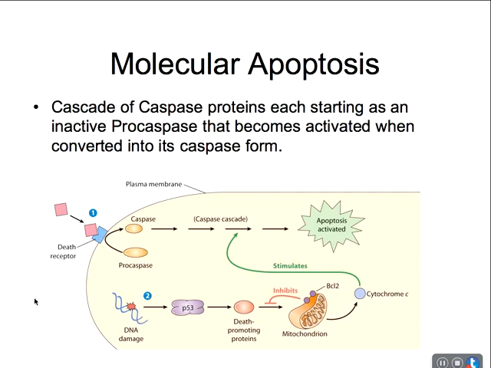So a cascade of caspase proteins, each starting as an inactive procaspase that becomes activated when it's converted into its caspase form. Now, how does the caspase cascade get started? Well, one way is through a ligand binding to a receptor, and they call it the death receptor. It's present there in the cell membrane, awaiting a signal indicating it's time for this cell to die.